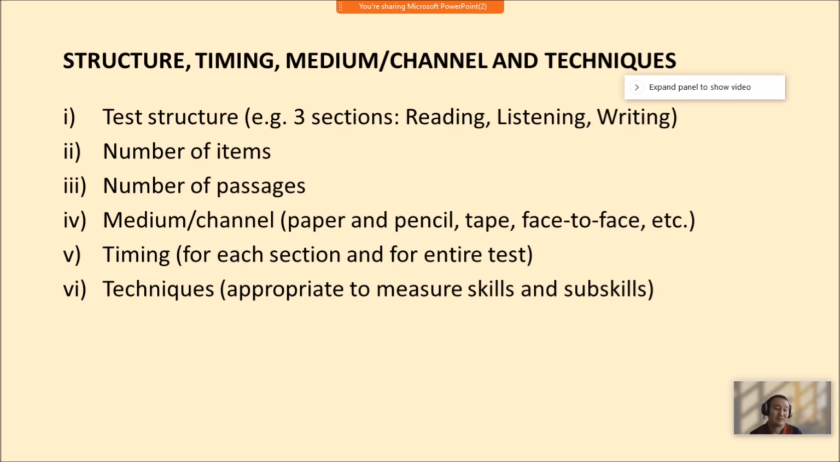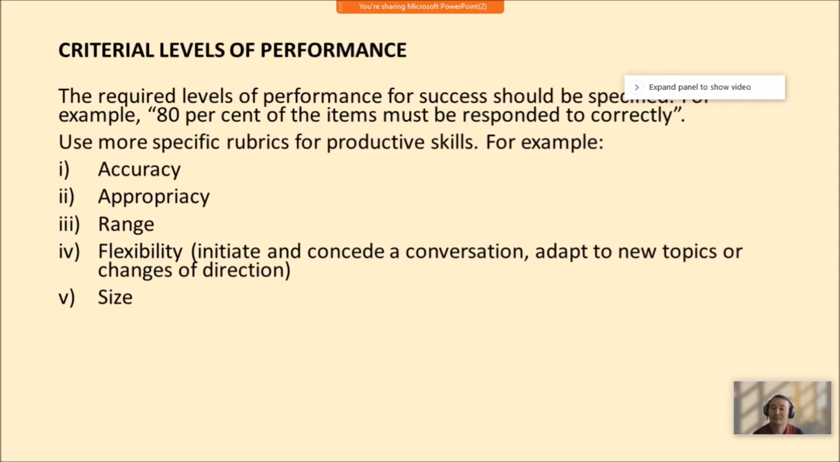And you should also think about the techniques that you're going to use. Skills, sub-skills, paraphrase, fill in the gaps. You should also think about criteria, criteria of performance. And again, the rule of thumb is if students score 80% in that test, it means that they are quite successful. In progress tests or in placement tests, for example, if a student scores 80%, it means that he has achieved that level.